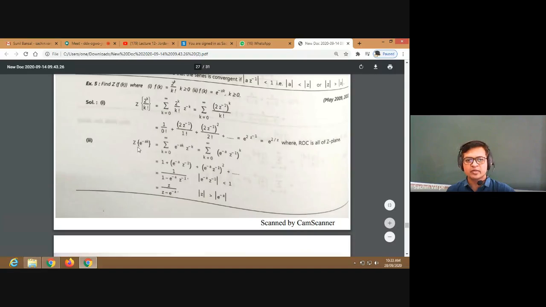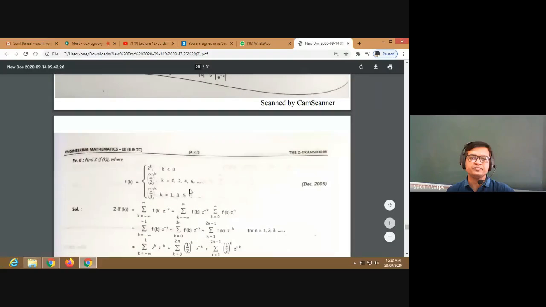So always remember the z transform of e raised to minus ak will be z upon z minus e raised to minus a. If it is e raised to minus 2k, then z upon z minus e raised to minus 2. Or if it is e raised to 2k only, then that will be z upon z minus e raised to 2. Okay. Now you can try this.